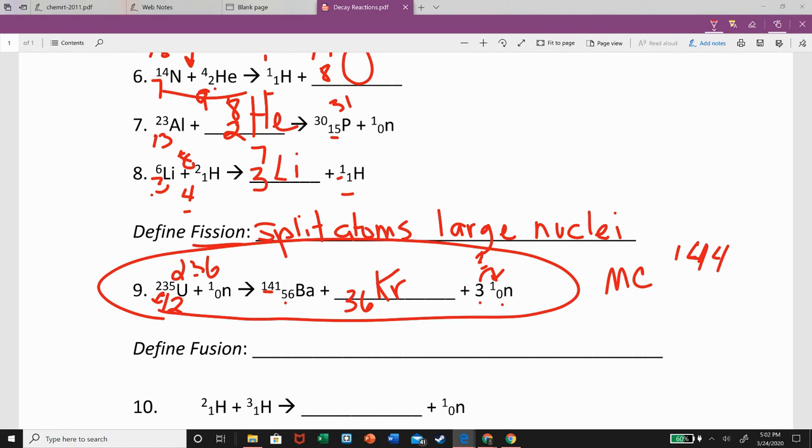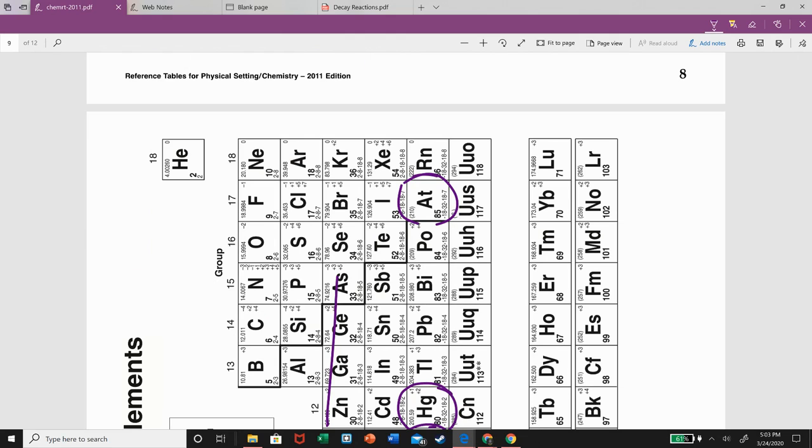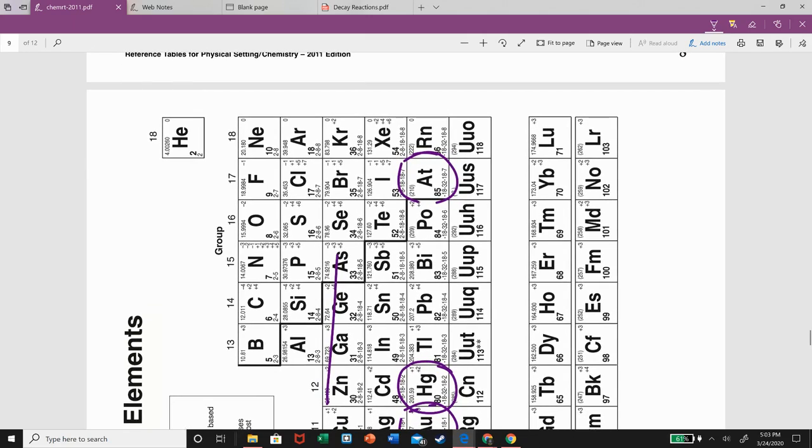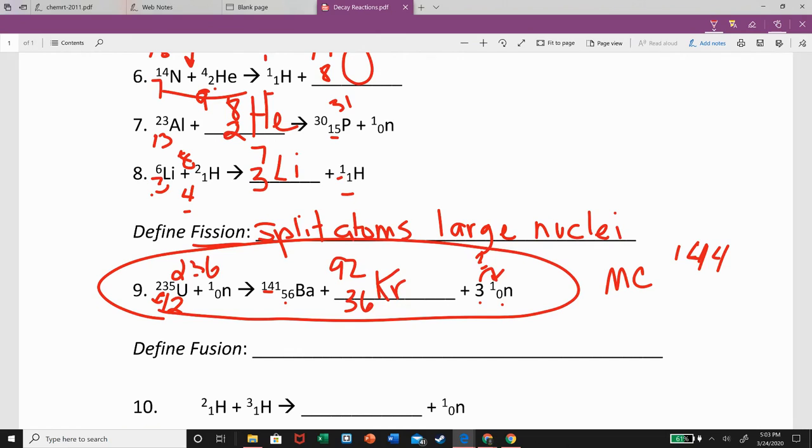So if I have a 144 over there on the right-hand side, I have to get that up to 236. So I do 236, and so then it's going to be 92, right? Because 92 plus 144 is going to be the 236. So then I find atomic number 36, and I find where's 35, 36. There's that krypton, right, that I told you about. Okay? Krypton 36, right?